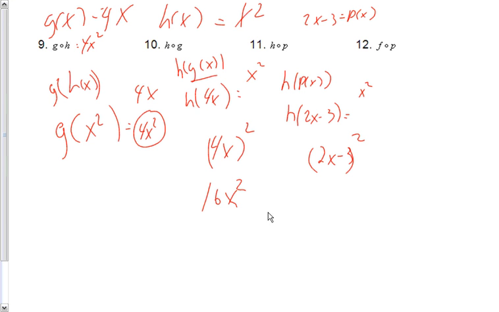So now here you could FOIL it out if you needed to. If you do that, that's 4x squared minus 12x plus 9. Okay.